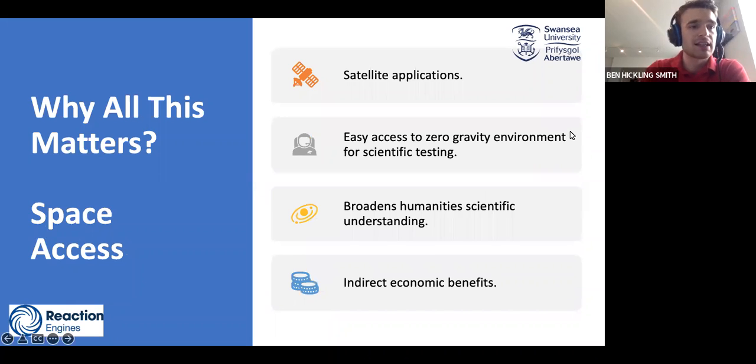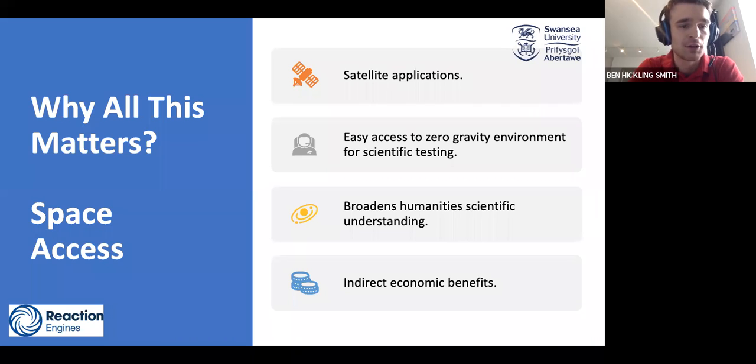In terms of space access, so the actual project itself with Skylon, I personally think it is absolutely critical. I've been a massive fan of Reaction Engines for longer than I care to admit. I was a huge fan of them before I came across this PhD opportunity, and so obviously when I saw it, it was perfect for me. But I think space access is something that as the human race, we need to be focusing on. It really is the next frontier for us.